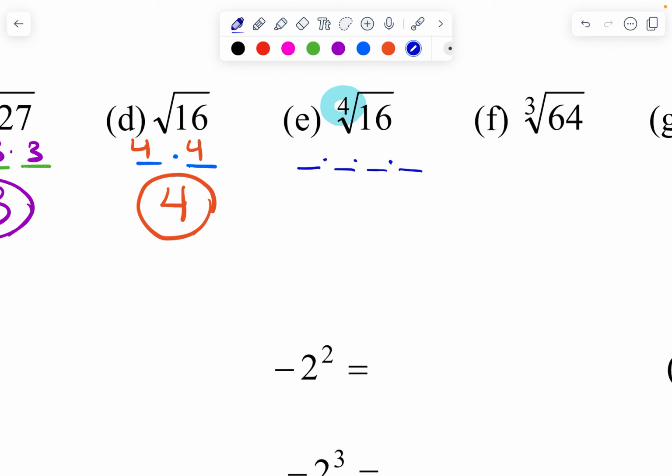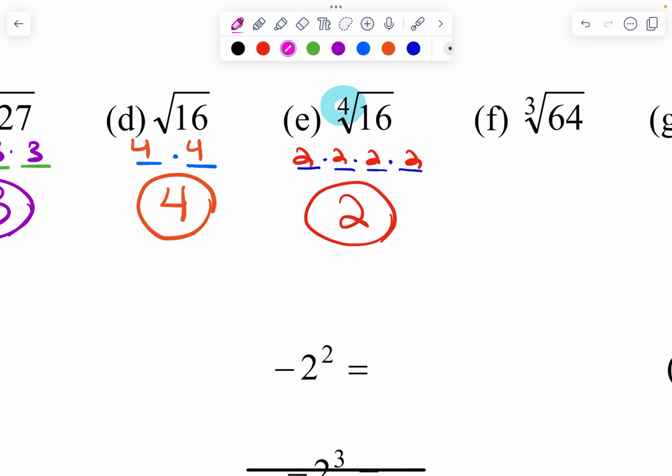So let's see what works here. 2 times 2 times 2. Yep, that's it. So how did I just check that? 2 times 2 is 4. 4 times 2 is 8. 8 times 2 makes 16. So the 4th root of 16 is 2.